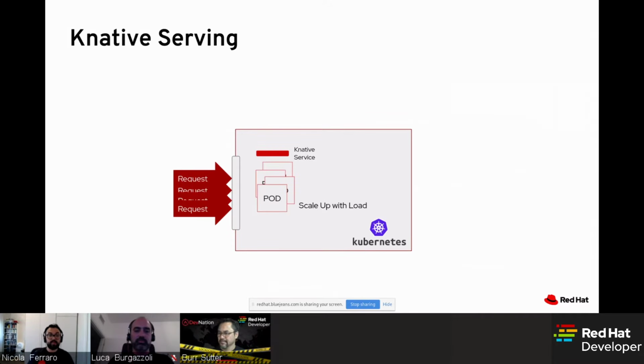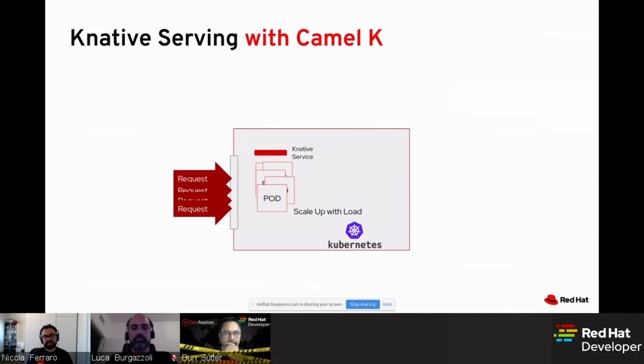And it scales out when the number of requests is high. So if you have a huge load, you can configure Knative to create multiple pods. You configure the limits and how it scales. So how does Knative Serving change when using Camel K, and how does Camel K change when using Knative Serving? Nothing changes.